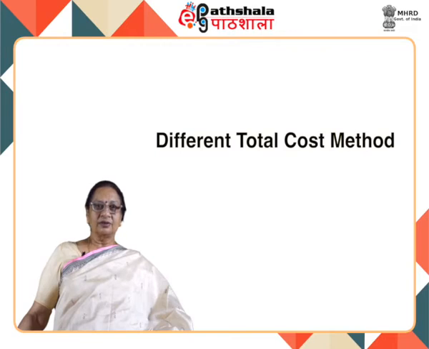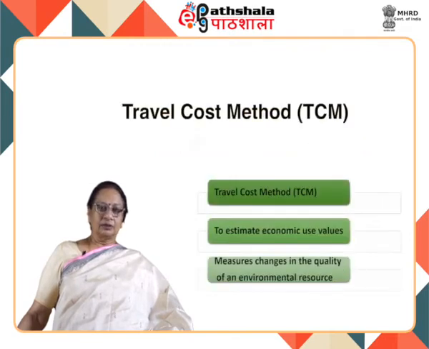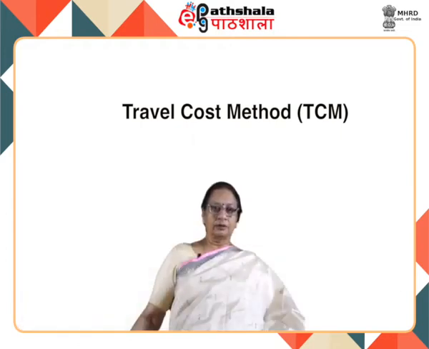Now we will discuss different travel cost methods. Travel cost method. TCM is used to estimate economic use values connected with environmental goods and services that are used for recreation or historic site. It measures changes in the quality of an environmental resource by evaluating the effect of that change on the demand for a complementary good. Simple observation suggests that the demand for the recreational use of an environmental resource such as a lake or a national forest increases as its quality improves.